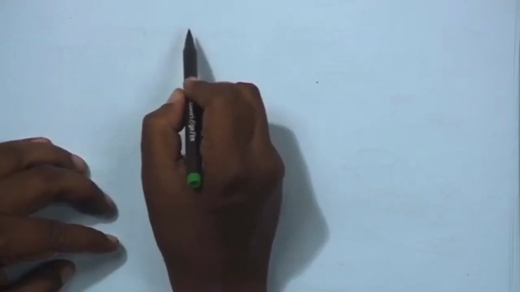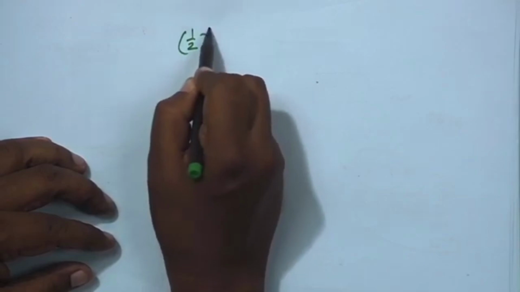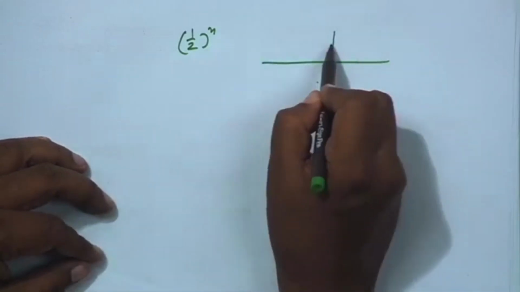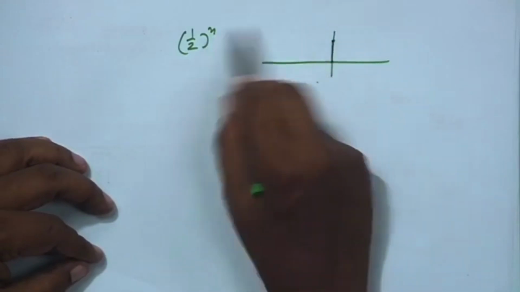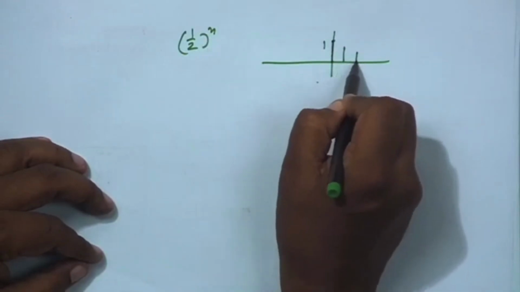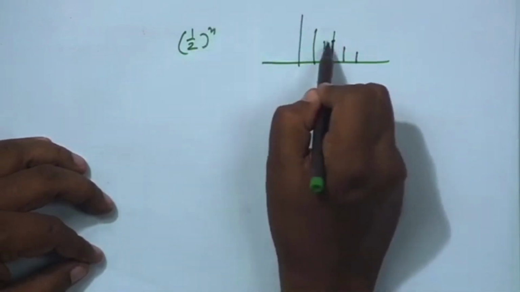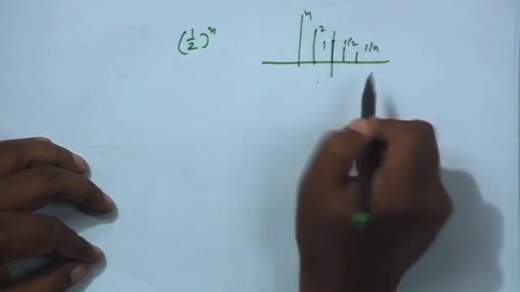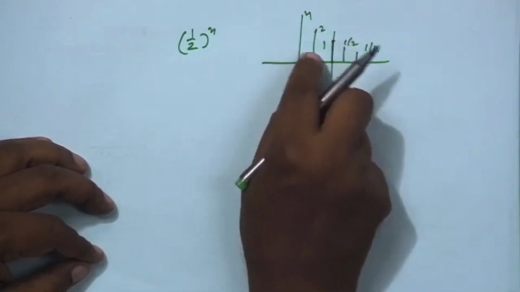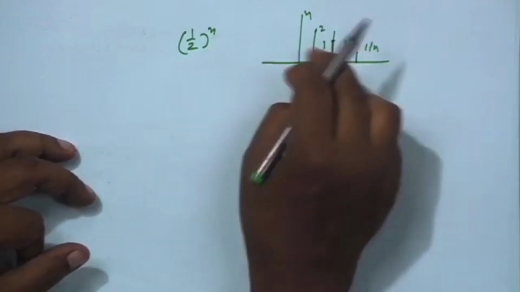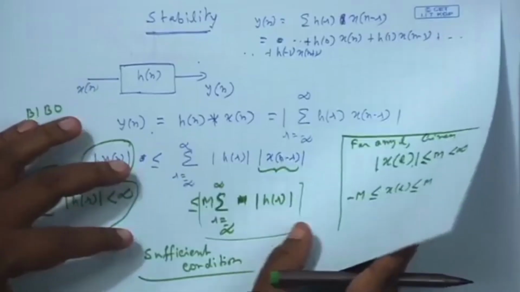Now, as an example, if I give you the sequence half to the power n, without u n, then it will be non-causal, it will go on both sides. Half to the power 0 is 1, half to the power 1 is half, then 1/4, like that, but half to the power minus 1 is 2, half to the power minus 2 is 4. So all are positive numbers, and the mod is the same as the value. It is dying out on this side, but growing on the left hand side. If you add all of them, the summation will diverge, going to infinity, which means this condition will not be satisfied. So it will not be BIBO stable.